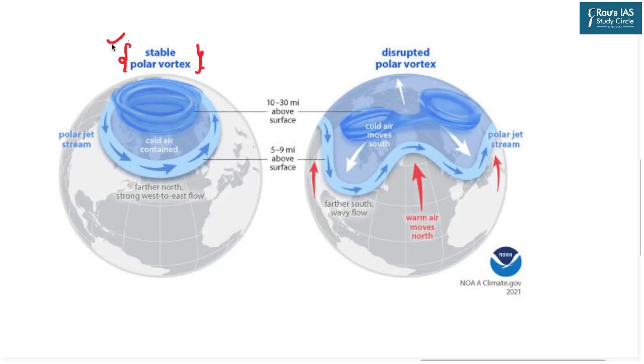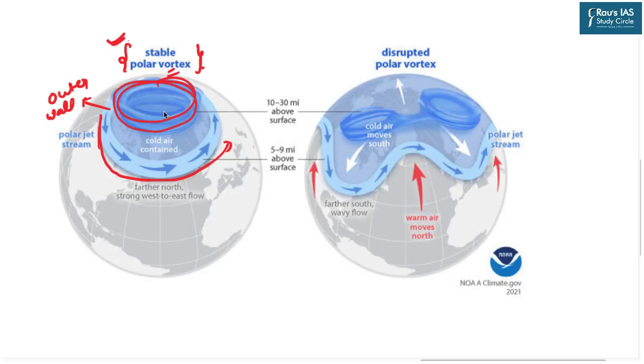Now, this is a stable polar vortex. If you closely look at this diagram, this is the direction of the jet stream, that is the polar jet stream. Always remember that polar vortices are always found on the poles. They are not found anywhere else. So what is happening is that this polar jet stream is acting as an outer band, the outer wall, which is restricting the cold air within it. This is the cold air and this is the polar vortex.